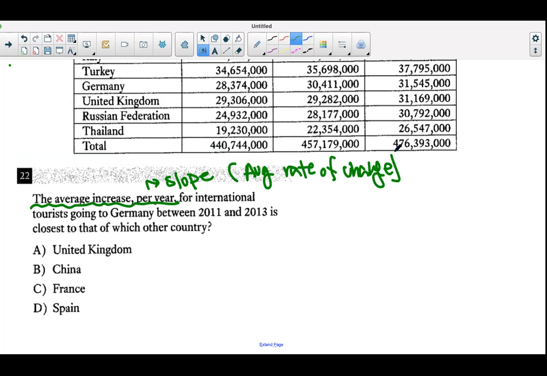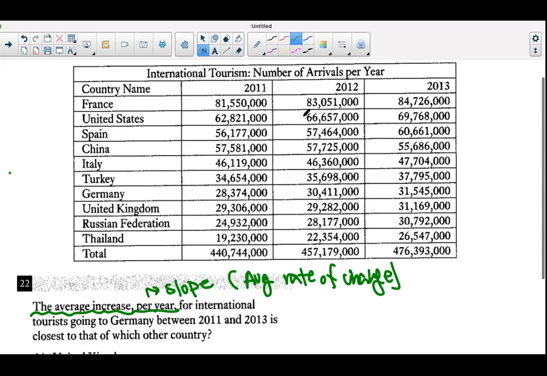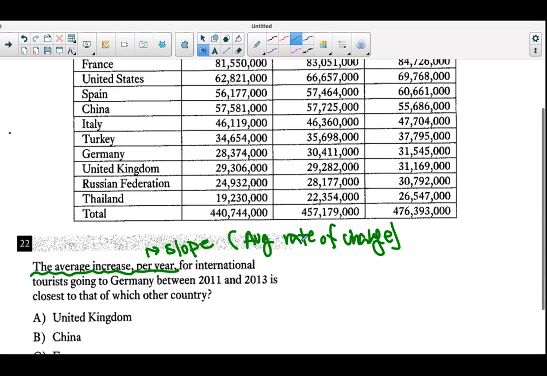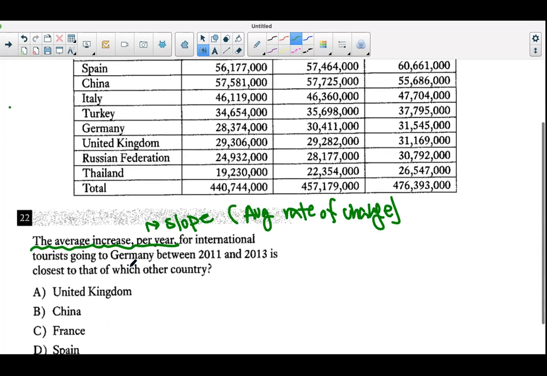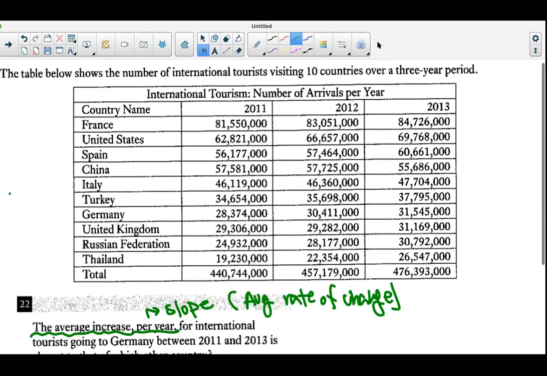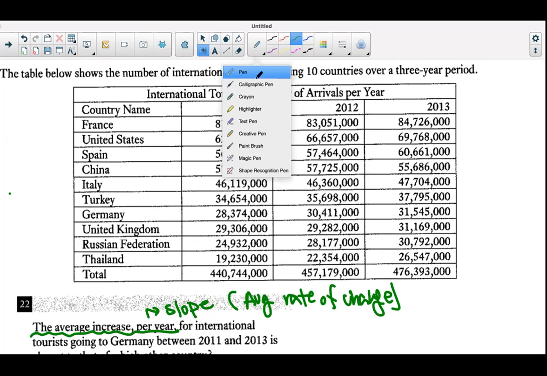Average increase per year for the international tourists going to Germany, from here to here, is closest to that of what country? So 2010 to 2013. So Germany is what? Where is Germany? Okay, Germany is. I'm looking at.